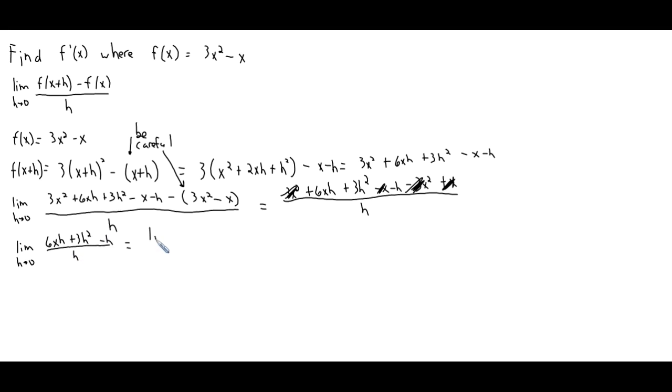And now the h's cancel, so we get the limit as h approaches 0 of 6x plus 3h minus 1, and we can just plug in 0 for h, so we get 6x plus 3 times 0 minus 1, so we get that f prime of x equals 6x minus 1. Whew. Okay, so we did it. We solved our first derivative.